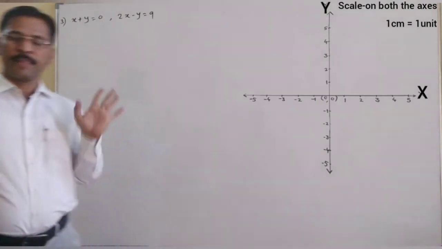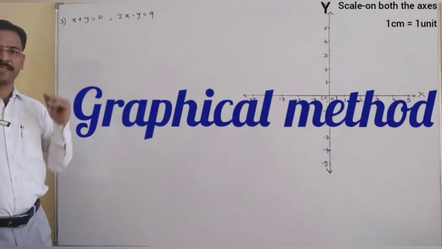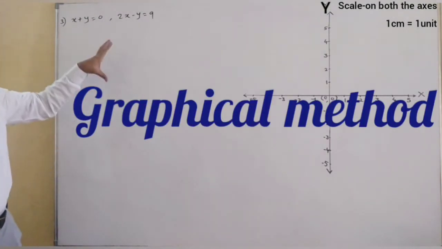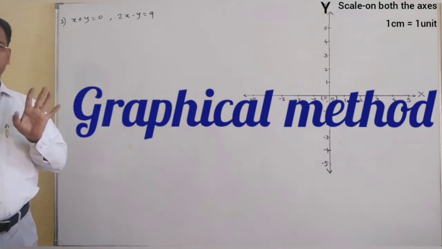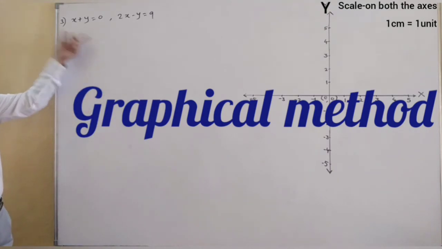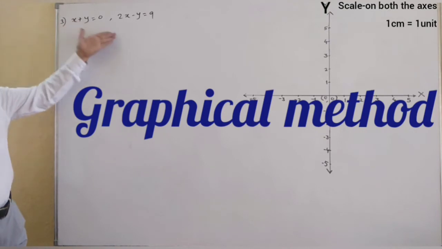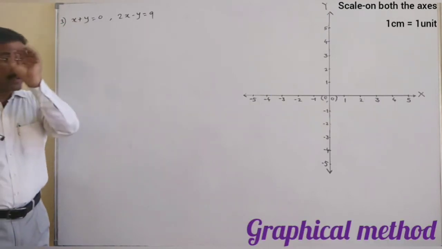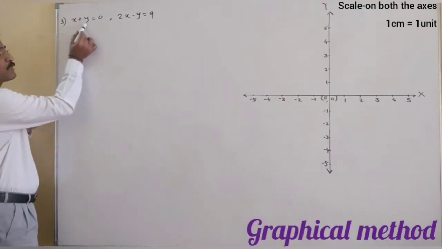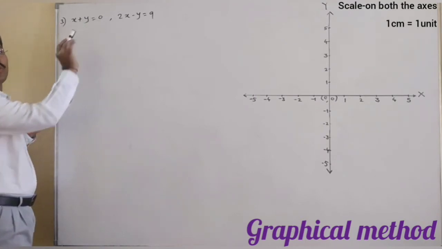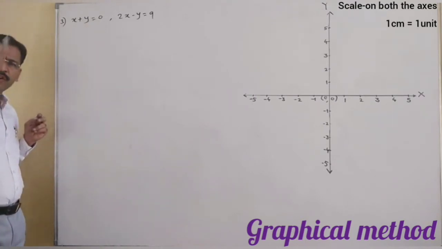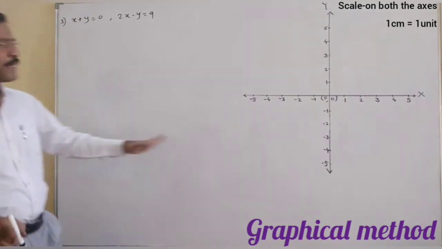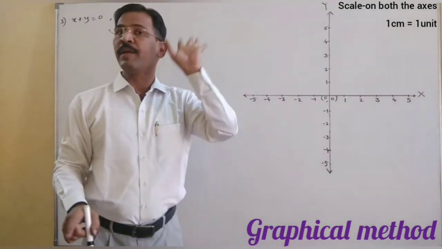See, friends, here. This is the example which is from the practice set, and we are going to solve it by the graphical method. First, two equations are given to us, which is x plus y equal to 0. And a very important point is there. x plus y equal to 0 means there is no constant term. That means the graph of this kind of equation must pass through the origin. This is a very important point.